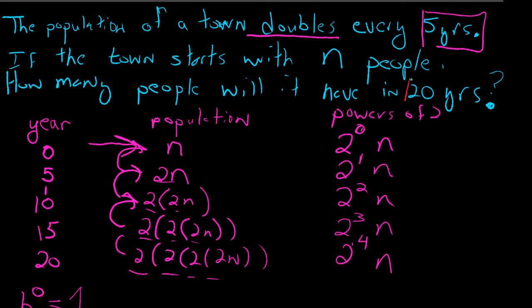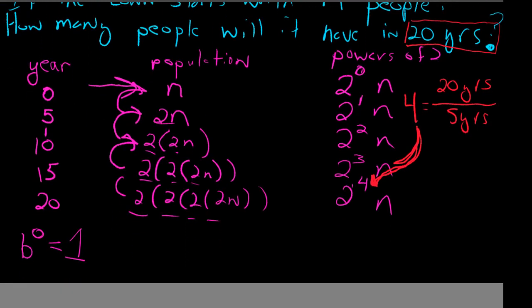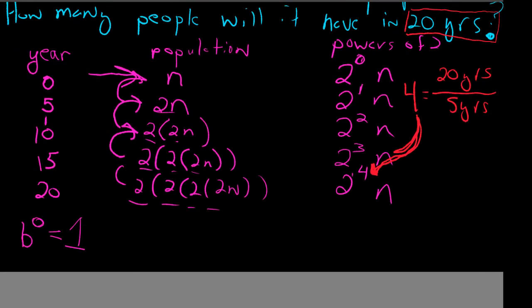And what's nice is, well, we are looking at 20 years. Well, how many times would I double in 20 years? 20 years divided by 5 years means we double 4 times. Well, notice here, we've doubled 4 times. Let me see if I can. 8.